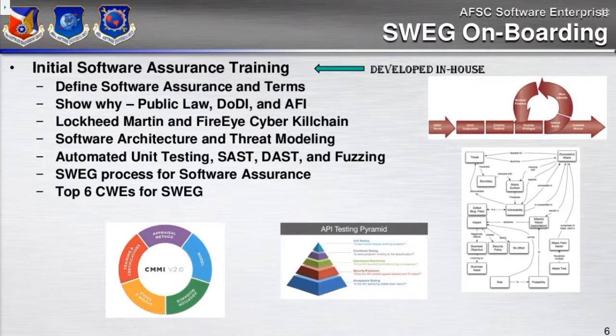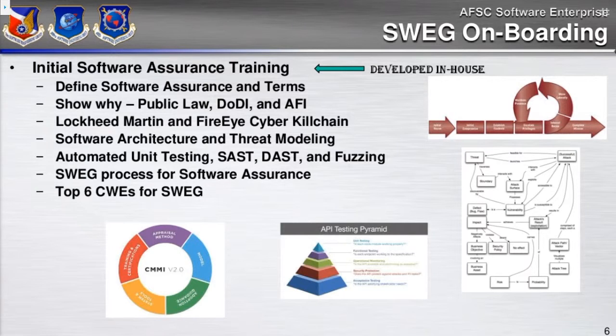And then the last thing we cover is the top 6 CWEs for the SWEG. So what are those common weakness enumerations that we find from our static and dynamic testing that's common to us? They don't always line up with the OWASP top 10. Because of what we do, we don't do a lot of web apps. We do a lot of things for the actual aircraft and the onboard systems.